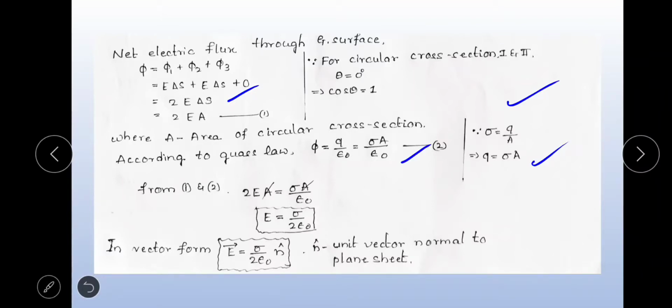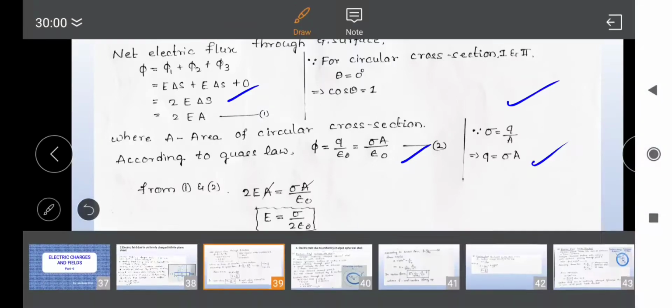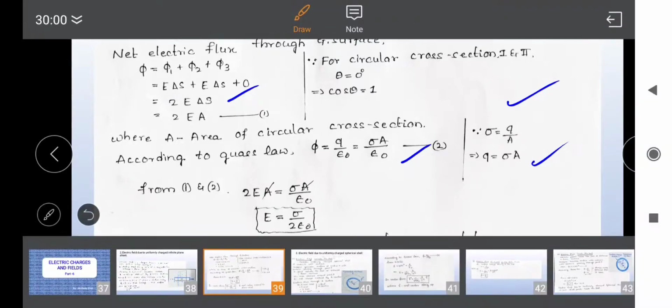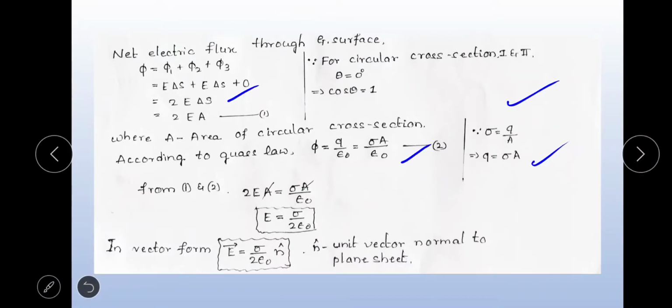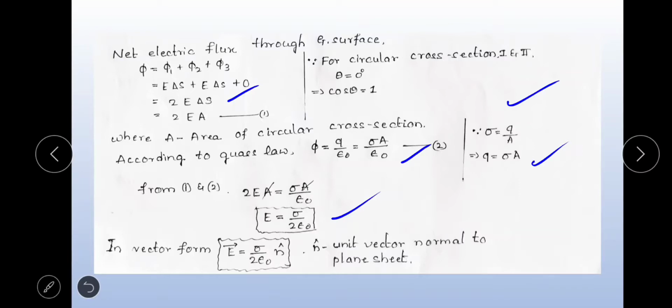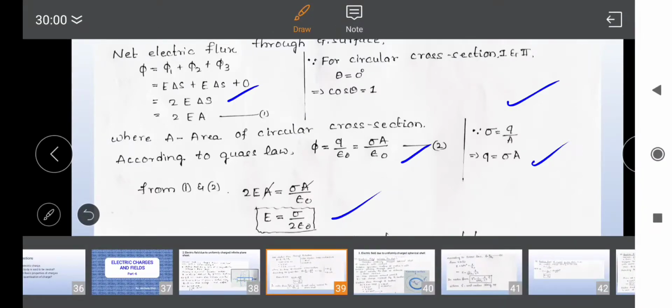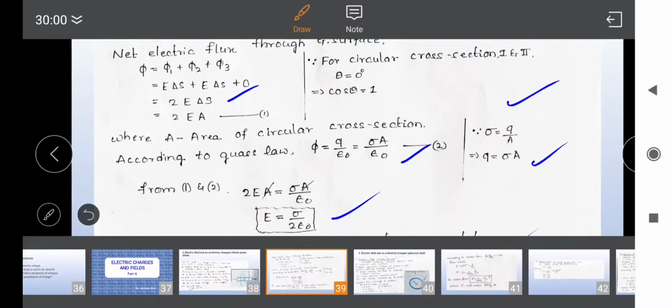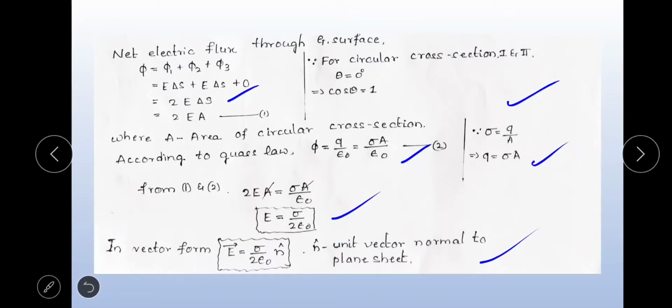Now equate equation 1 and equation 2. 2EA equal to sigma A divided by epsilon naught, that is E equal to sigma by 2 epsilon naught. In vector form, vector E equal to sigma divided by 2 epsilon naught into n cap, where n cap is the unit vector normal to the plane sheet. Next, it is important from the exam point of view for a 5 mark question.